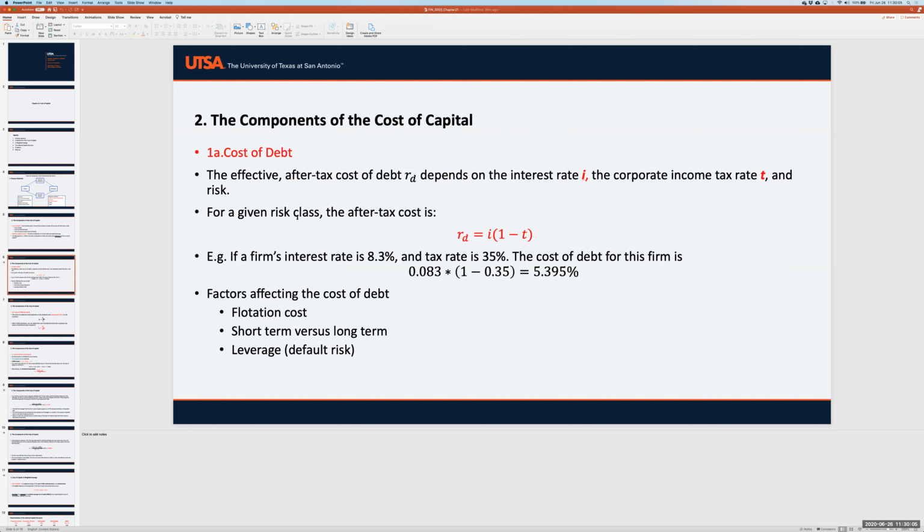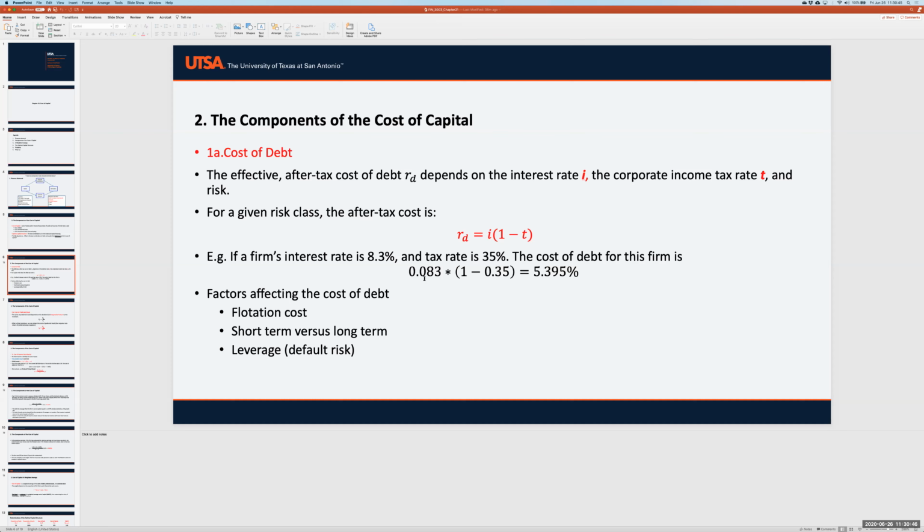So the effective after-tax cost of debt, represented by R_D, depends on interest rates, I, corporate income tax, T, and the risk. For a given risk class, the after-tax cost of debt is the interest rate multiplied by 1 minus T, the tax rate. So if a firm's interest rate is 8.3 and the tax rate is 35%, the cost of debt is just 1 minus the tax rate multiplied by the interest rate.